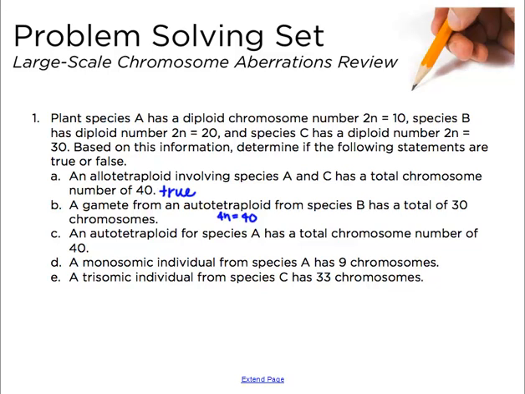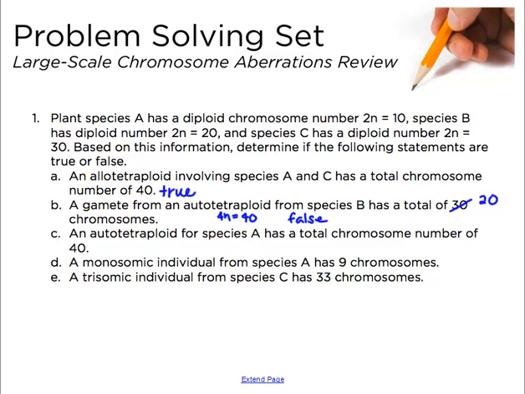And a gamete from that autotetraploid would be half, right? Because that's what meiosis does. It reduces the chromosome number in half. So half of that would be 20. So this is false. And to make it true, this would have to be 20.